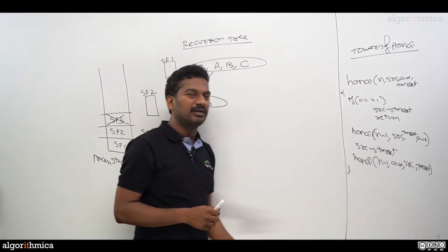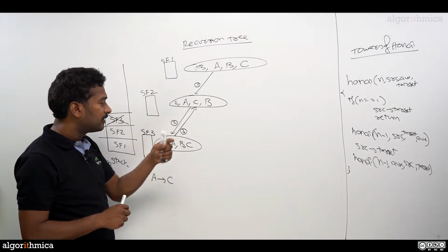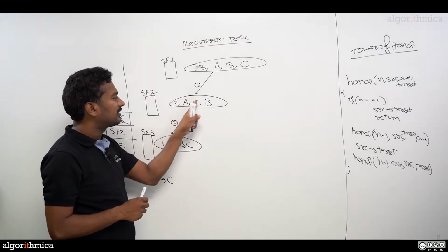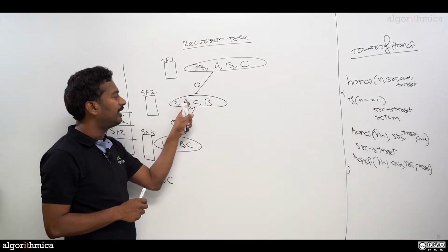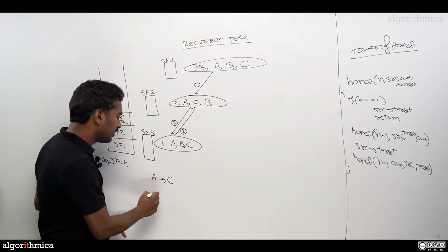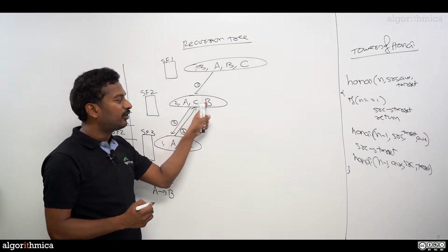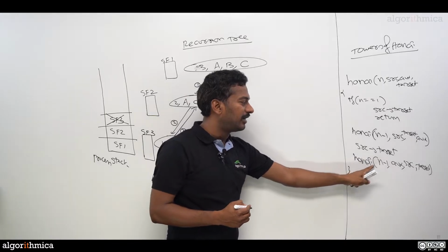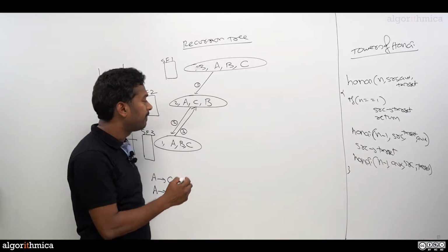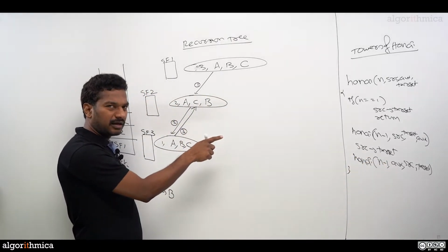What is remaining here is SRC to target here. So here when you go back, SRC to target is going to be what now here? A to B. The second move here is going to be A to B. So once A to B is displayed, then Hanoi of n minus 1. That means it's the second recursive call.